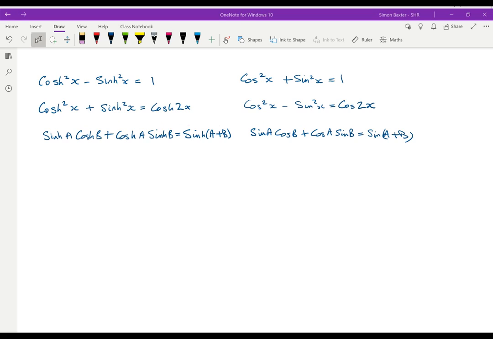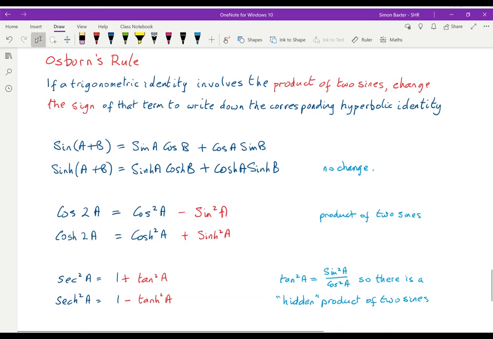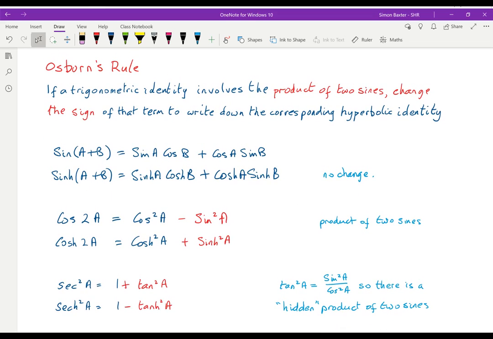This can be shown to be true all the time, and this is known as Osborn's rule. Osborn's rule: if a trig identity involves the product of two sines, change the sign, plus or minus, of that term. So here is the addition formula, no change. Here we have cos 2a, cos squared minus sine squared; the minus sine squared becomes plus sinh squared.